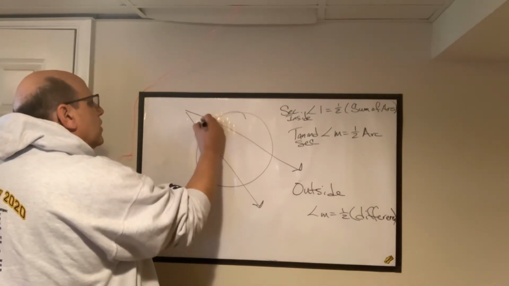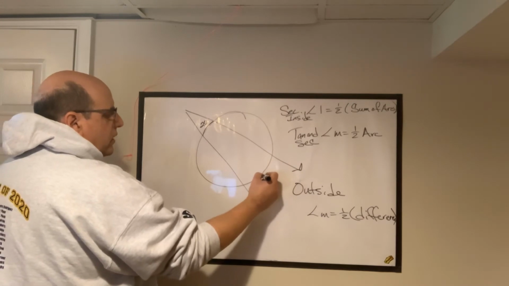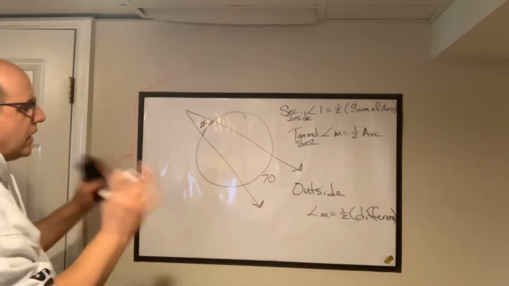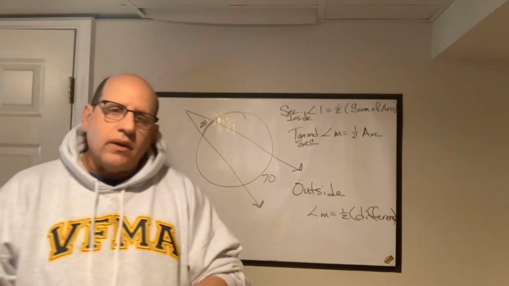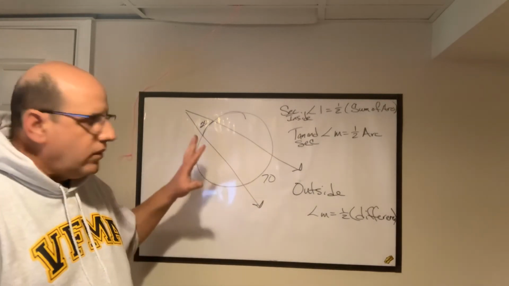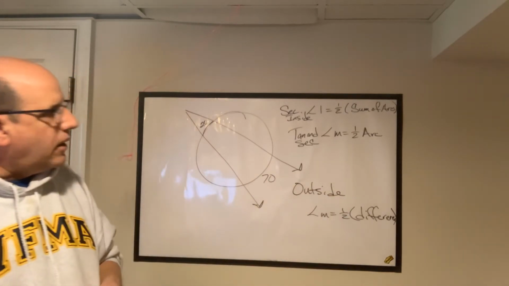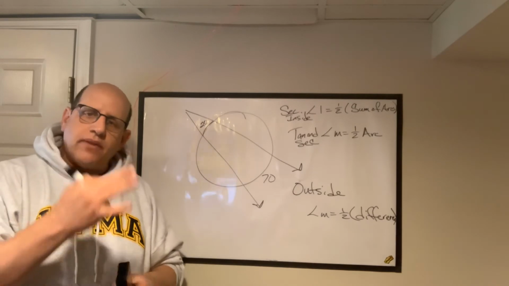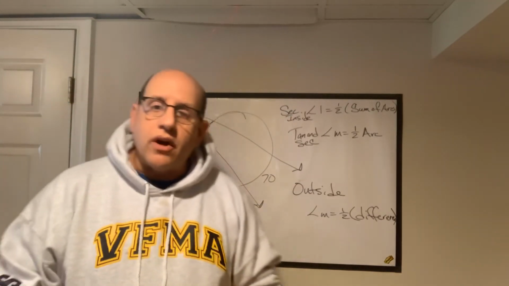Say this is 20, and say this is 70. You would find the difference between those two, then cut it in half, and you'd know that this was a 25-degree angle, but I digress. I did the work. I didn't want to do the work. I wanted you to see it and understand how to solve. And those are the three methods, or the three formulas for solving this stuff.